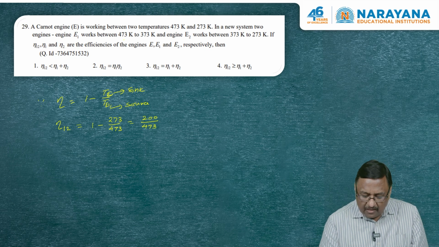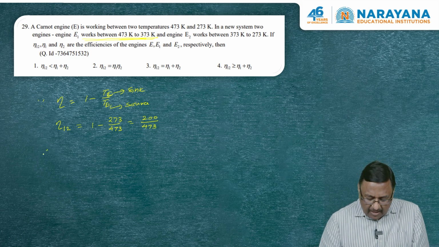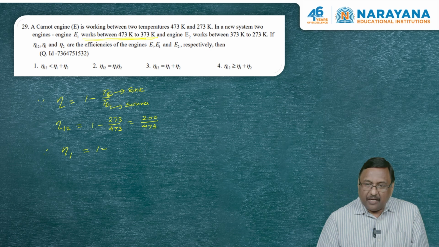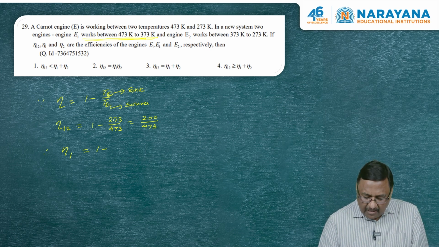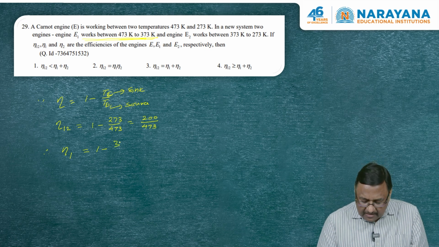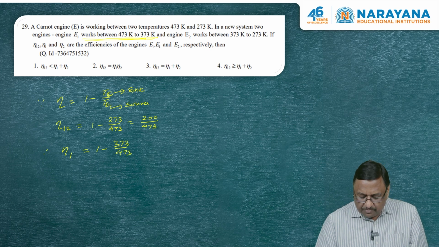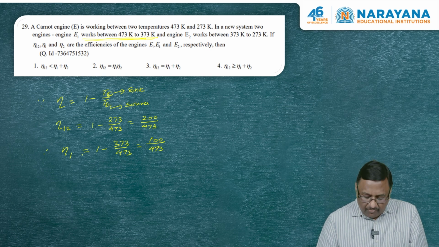Similarly, you write here, because E1 works between these two temperatures 473 and 373. If I write these things, I can write for you, that is eta 1 is going to be 1 minus again the temperature of sink divided by temperature of source. Now working temperatures you are saying is 473 and 373. That means I can write it as 373 as my temperature of the sink divided by 473 as my temperature of the source. What does this give? It is going to give you 100 upon 473, that is this value of eta 1.